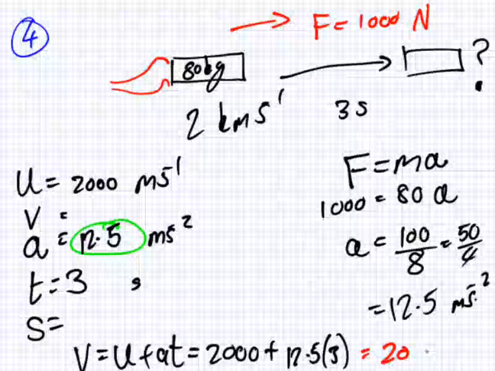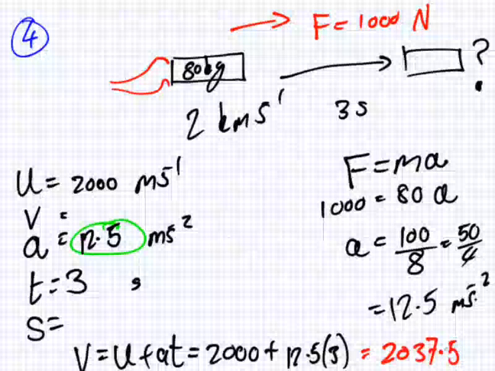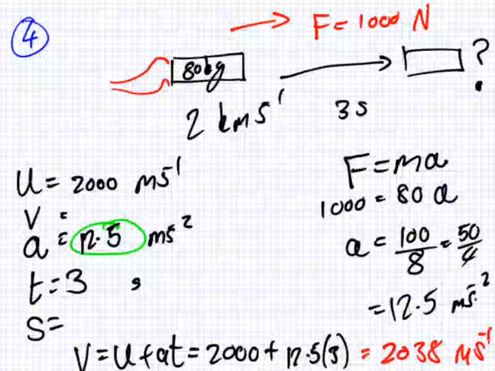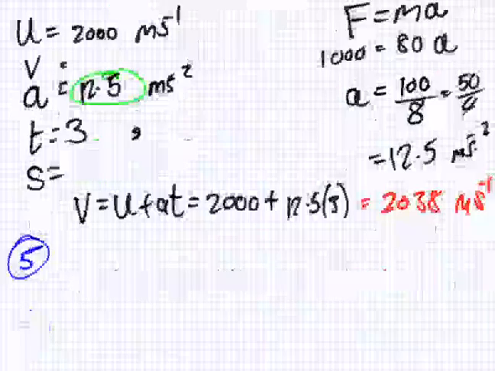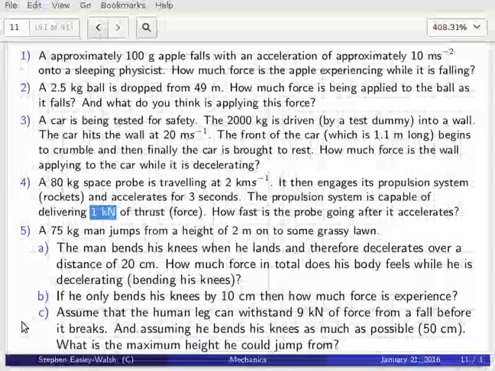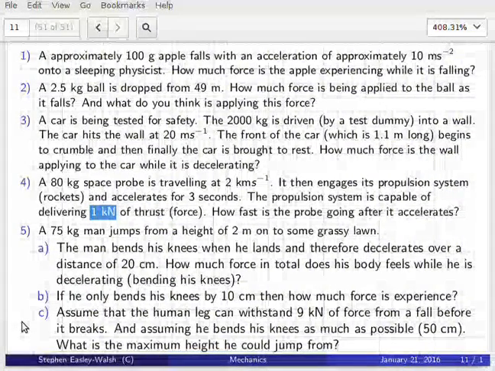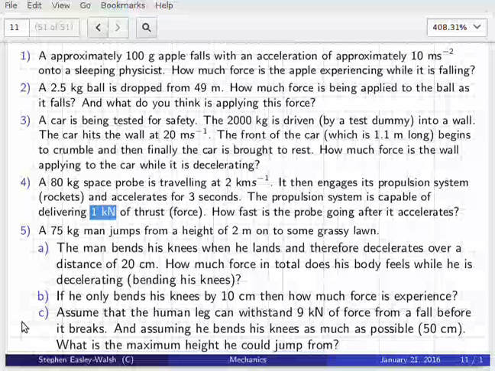An 80 kilogram space probe is traveling at 2 kilometers a second. It then accelerates for 3 seconds. The propulsion system is capable of 1 kilonewton of thrust. How fast is the probe going after it accelerates? What number is this now? 4, is it? Yeah.